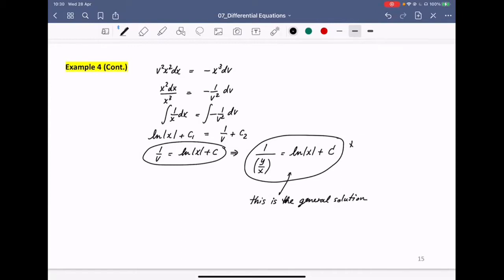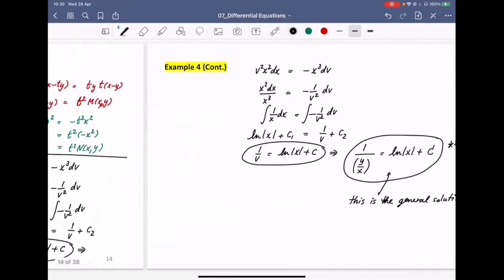This is your answer. Or you can simplify if you want, but this is the general solution you want. All right. Any questions so far? Well, you can see that this technique is not hard, but it's just long.